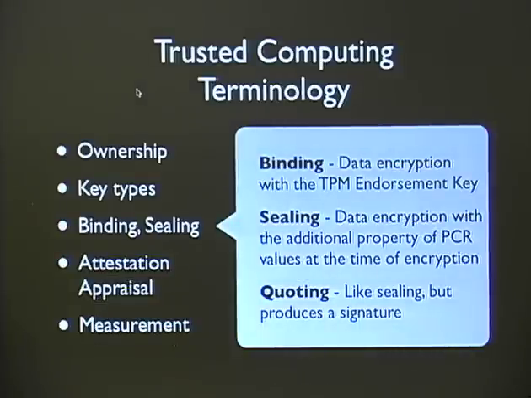But that's the basics. So then there's these three concepts of binding, sealing, and quoting. Binding is just a term that describes data encryption with the TPM endorsement key. That's all it is. Sealing is a little bit more interesting. That's the encryption of data that is also bound to, so I mentioned those PCRs.